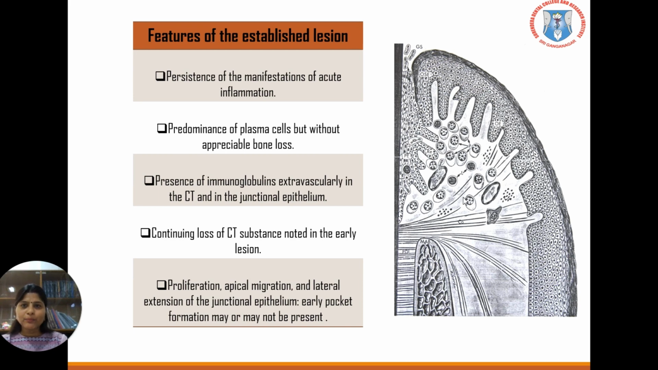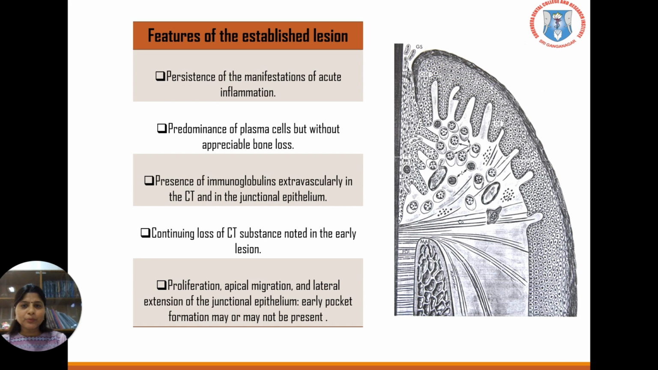So, in the established lesion, there is persistence of manifestation of acute inflammation. Plasma cells will predominate, but without appreciable bone loss. There is no bone loss and no loss of attachment until here. That is the chronic inflammatory stage. The predominant cells will be the plasma cells, though neutrophils and lymphocytes will also be present.